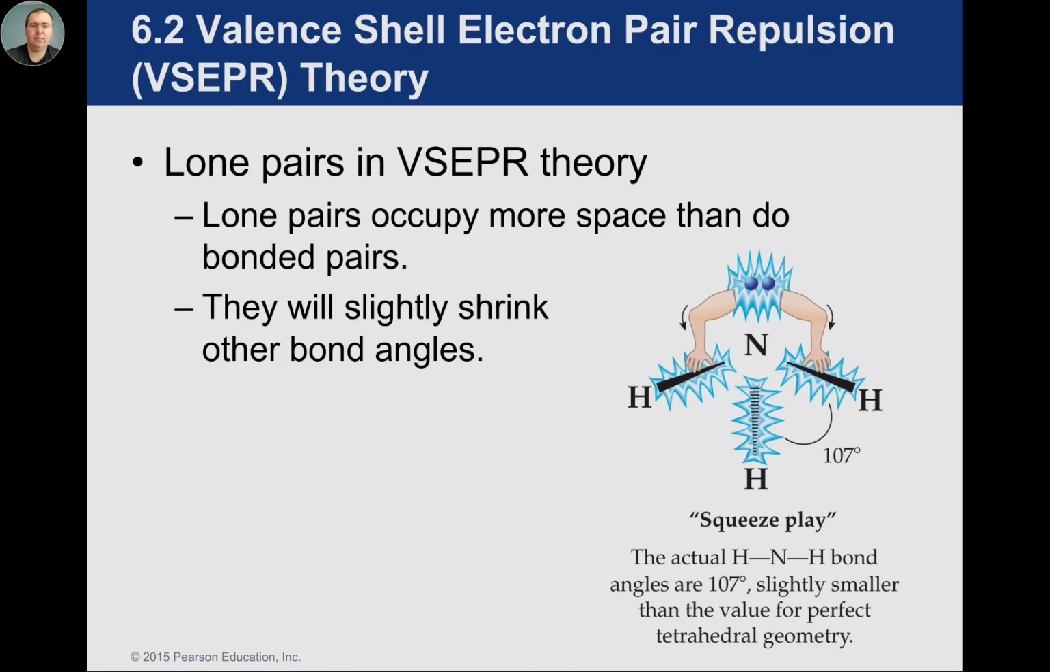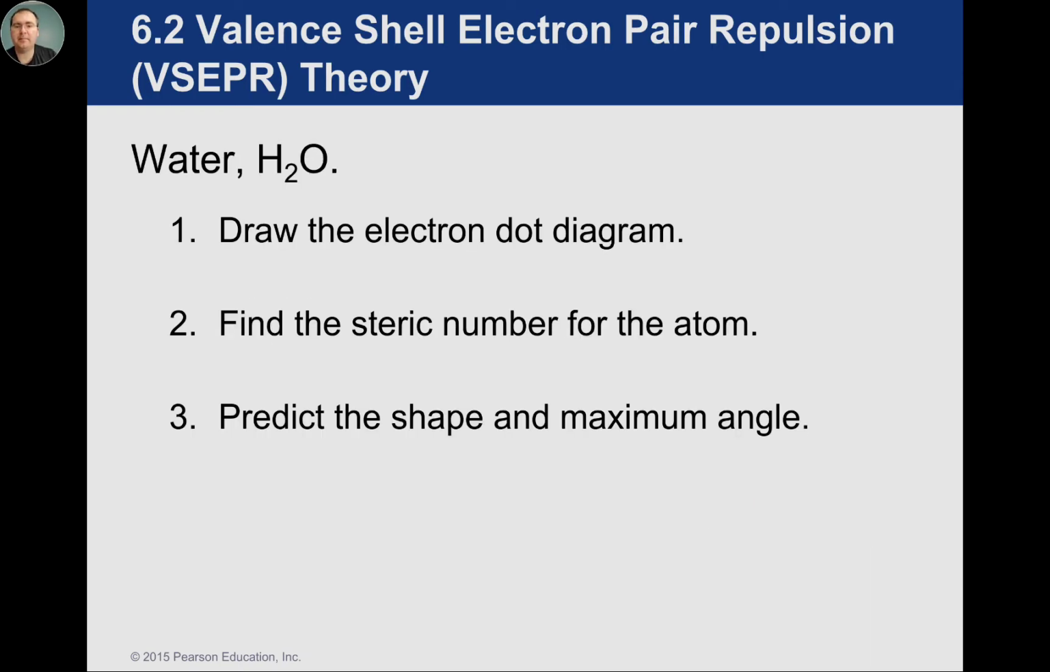So just imagine that those lone pairs are like 2 big muscular arms, and they're pushing down on those bonds, giving that kind of squeeze play, shrinking the bonding angle, tightening the distance between each hydrogen atom underneath, because that lone pair is so large and takes up so much real estate up top.